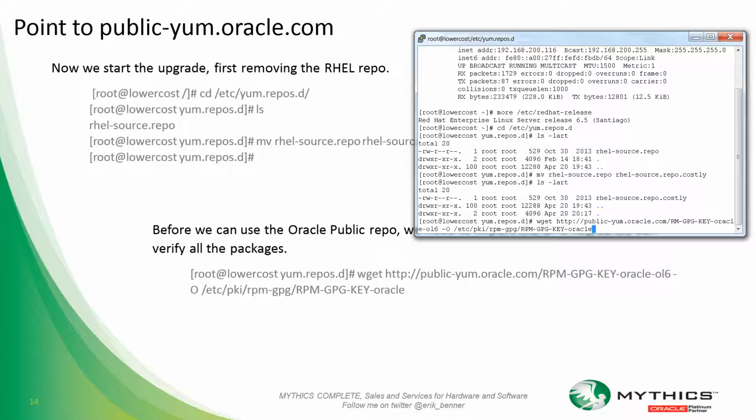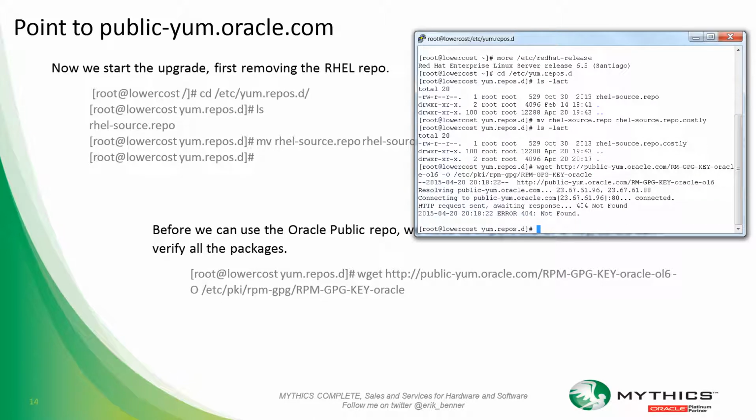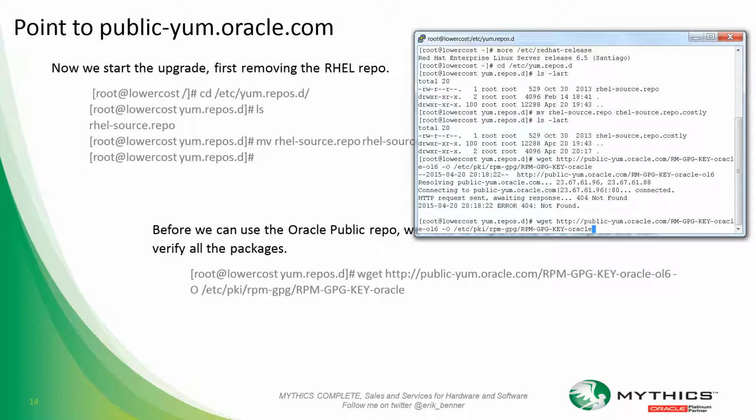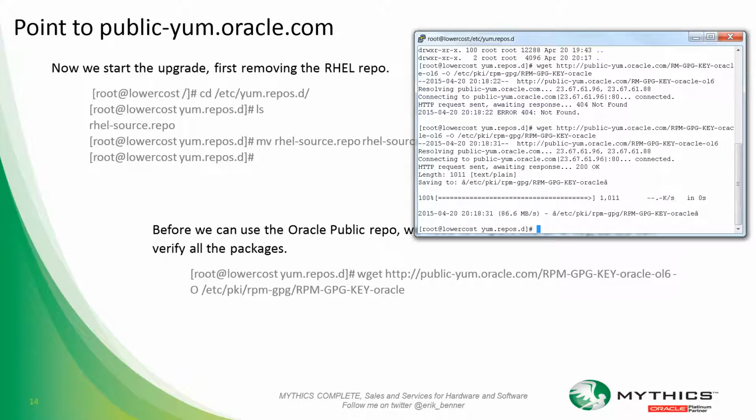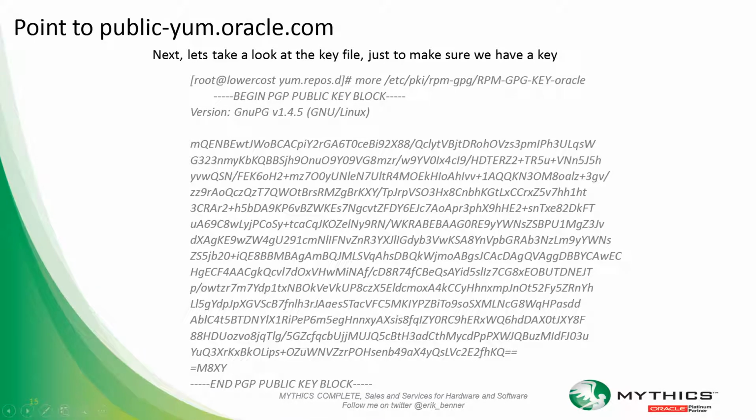So we're going to use wget, download the file, and put it into the /etc/pki directory. And I typoed something, RPM. So you know this is recorded live. So now I have the file. Now I want to go ahead and check the file.